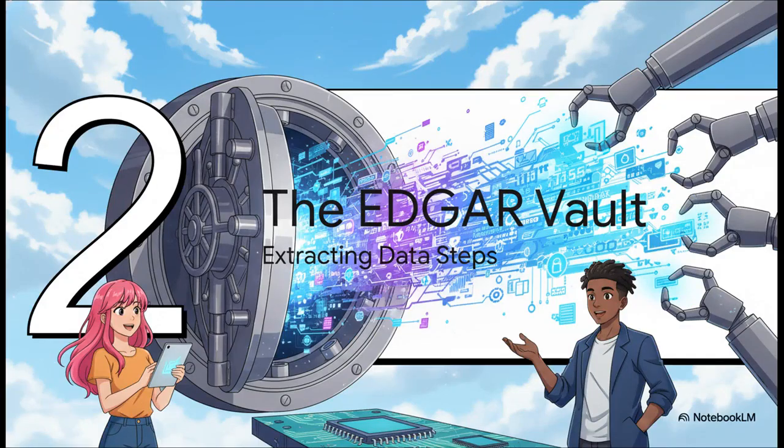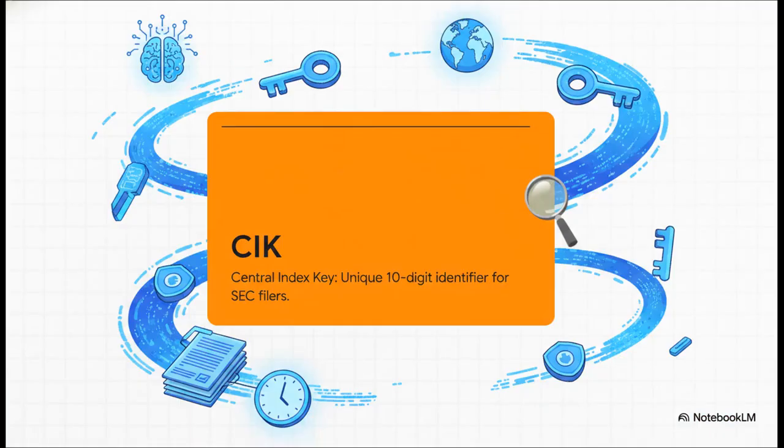Moving right along to Section 2, Navigating the EDGAR Vault. Step-by-step instructions for extracting data. Okay, before you run your first search, you absolutely need to know about the CIK, or the Central Index Key. It's a unique 10-digit numerical identifier assigned to every single filer by the SEC. Think of it like a permanent corporate social security number.